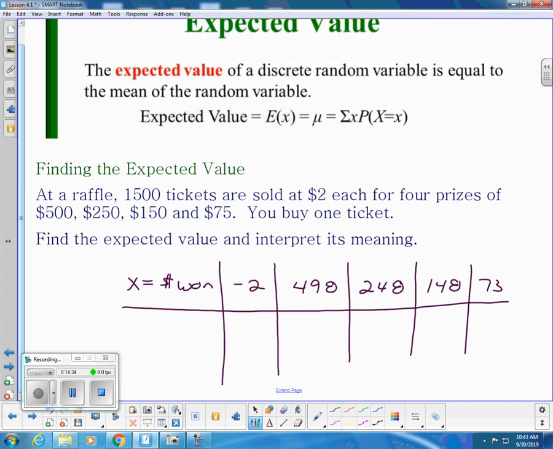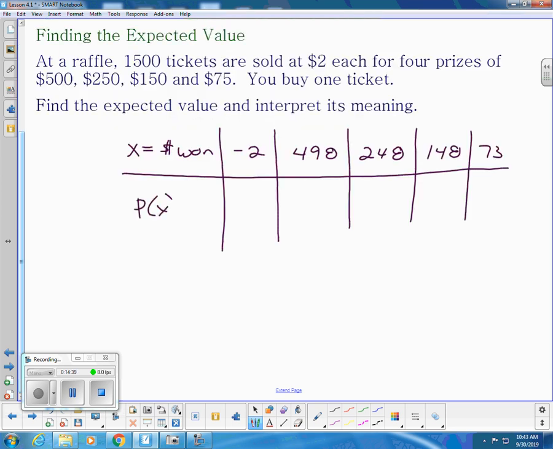Okay, so we're selling 1,500 tickets here. So I have 1 ticket that is going to win the big bucks. I have 1 ticket that's going to win a second prize, 1 ticket that's going to win third, 1 ticket that's going to win the 4th prize, and how many tickets are going to lose? Right? There's a lot of tickets going to lose. So what is the expected value of this distribution? What is the mean? So you're going to do negative 2 times plus 498 times, right, the probability?